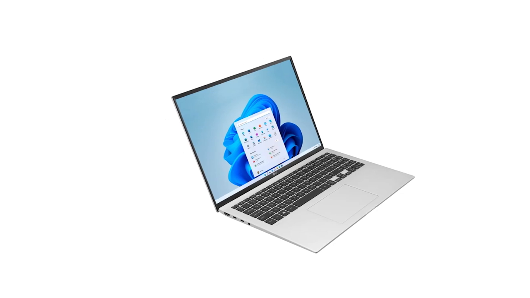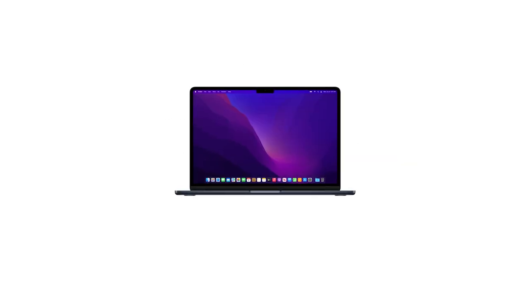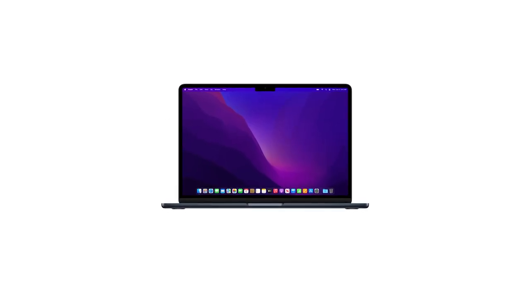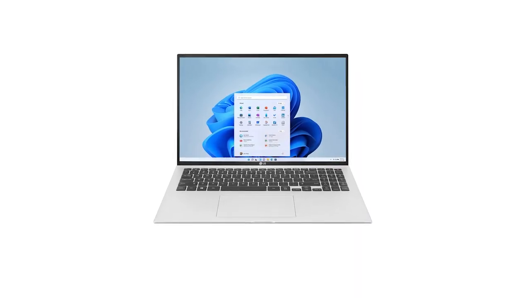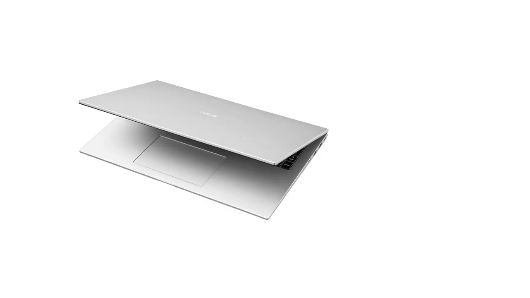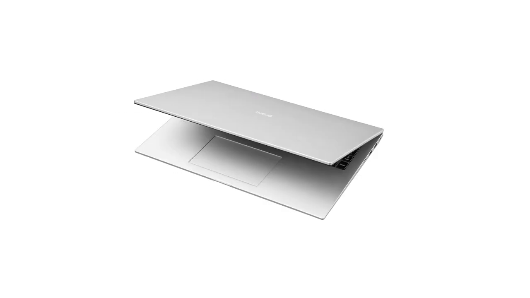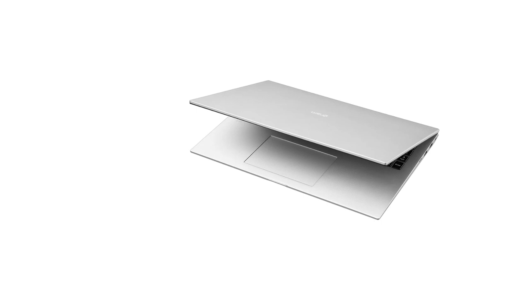The base option with the Core i5 is more expensive than the Apple MacBook Air M2, but the performance is a bit lower than the Apple competitor. The Gram also has some of the highest upgrade prices for its variants, which is something to be considered as well. Despite the high price tag, the LG Gram is a great choice for non-gamers in the premium price category.